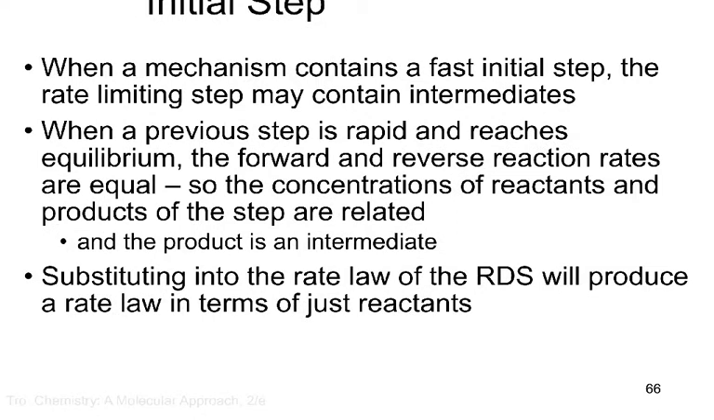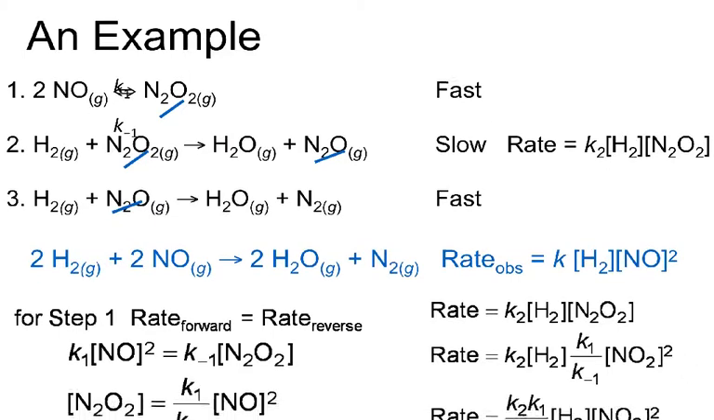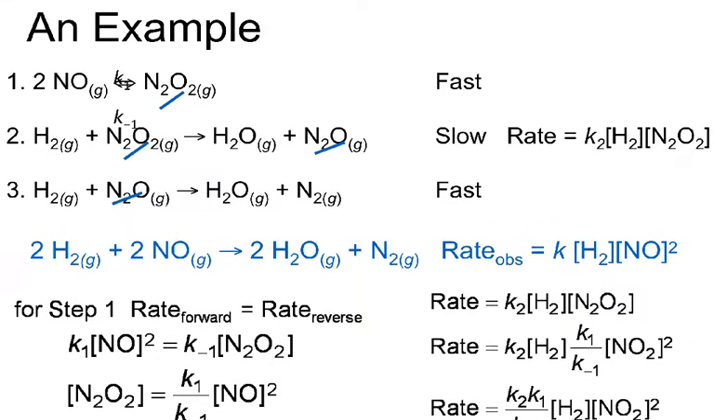Now, sometimes there's a fast initial step, and then the rate determining step can contain intermediates. If a previous step is rapid, it will reach equilibrium, and at equilibrium the forward and reverse reaction rates are equal, and so you can kind of back calculate what the rate law for the reaction is by substituting things in. So let's work through an example, because I think that's a lot easier to understand. So here's our reaction.